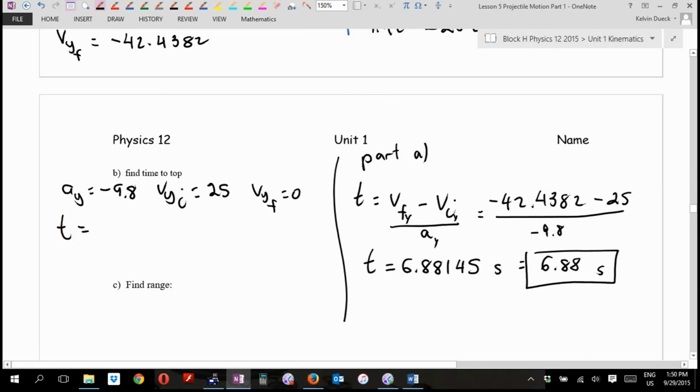it'd be wonderful if there was an equation. It'd be wonderful if there was an equation that had VY final, VY initial, and A in it. Is there such an equation? Well, there is. Normally I'd write it out, but since it's sitting right here on the same page, I'm going to go straight to plug in the numbers. VY final, 0. VY initial, 25. Negative 9.8.